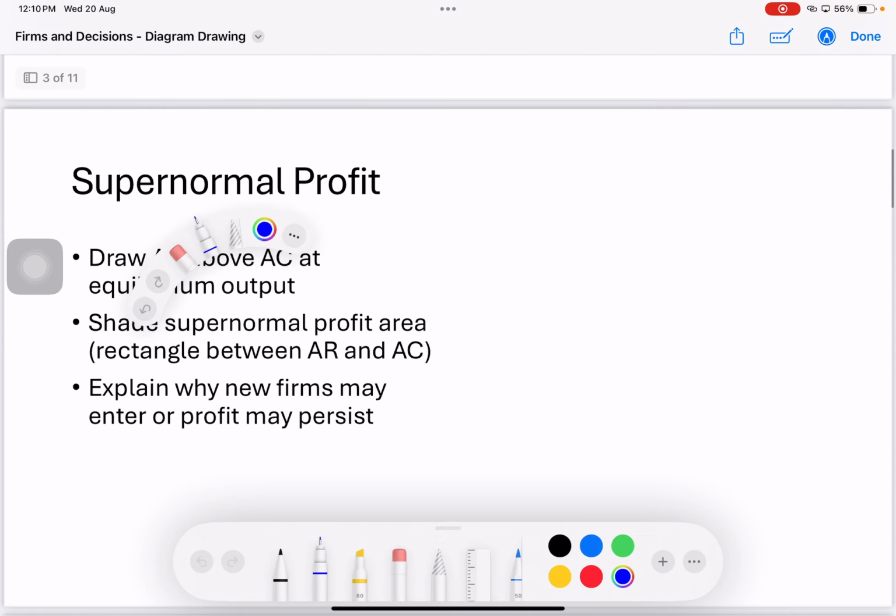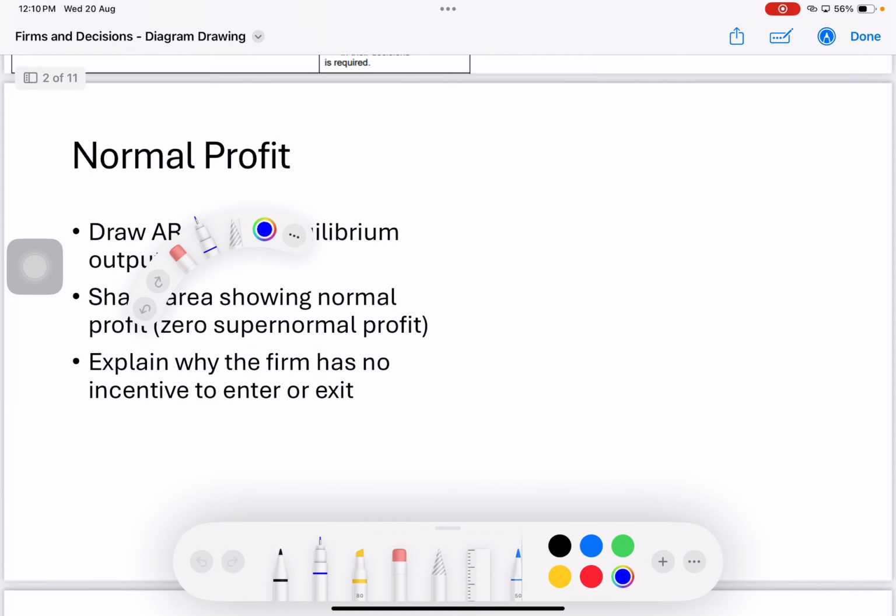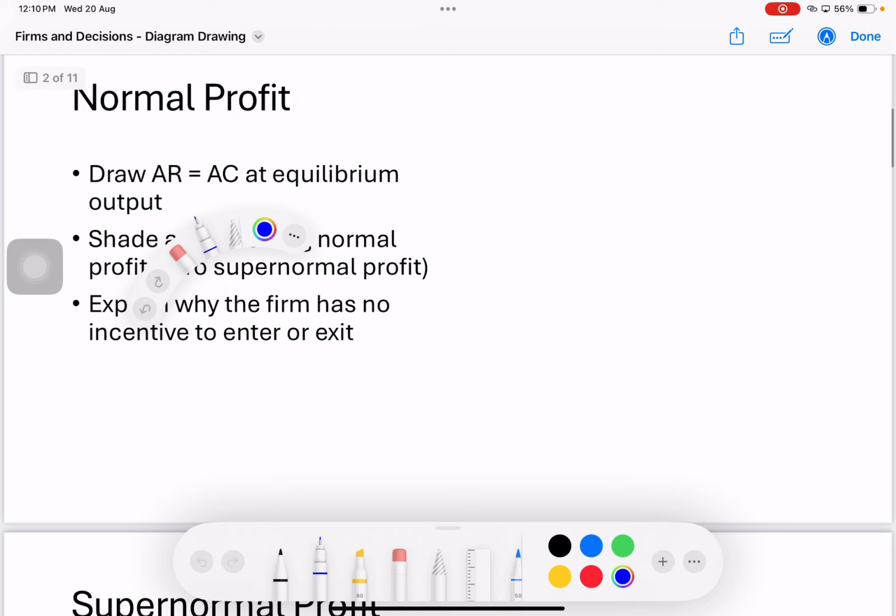Normal profit, okay, right? So normal profit is not a straight line, you will get across. Normal profit, maybe I just go through very, very quickly with you. So instructions say ARAC, but please do not just follow this instruction. Okay, so step-by-step drawing part. Oh no, no wonder something wrong. Okay.